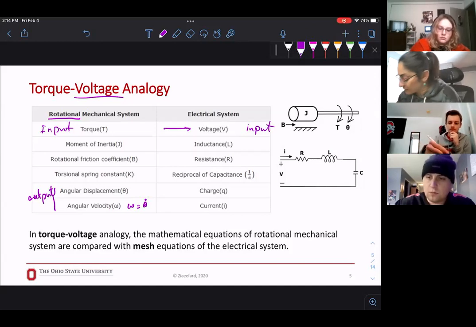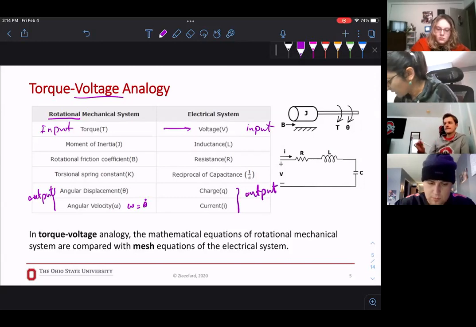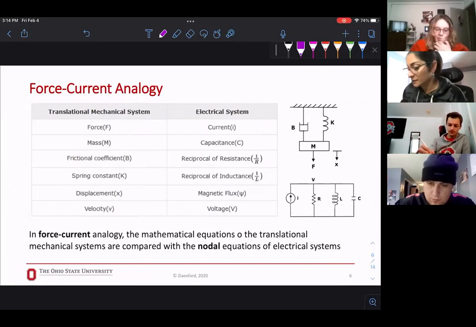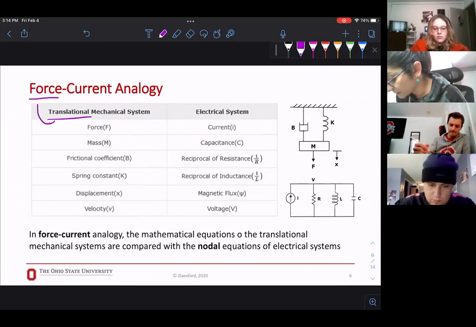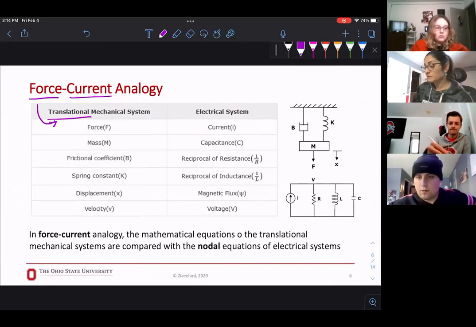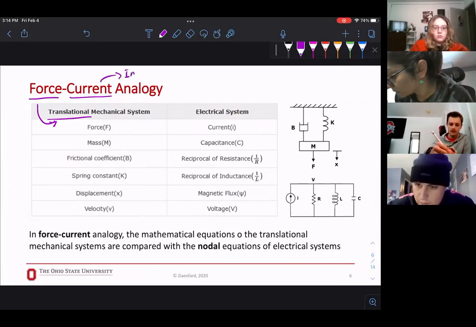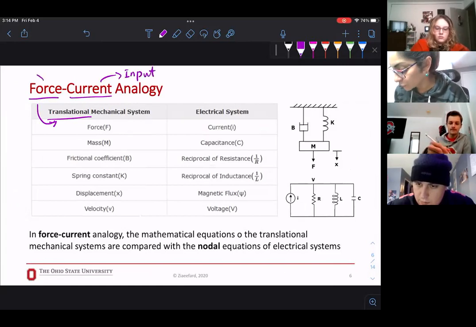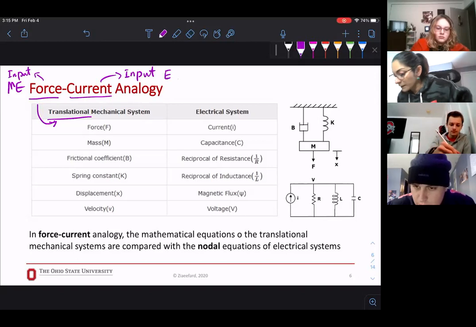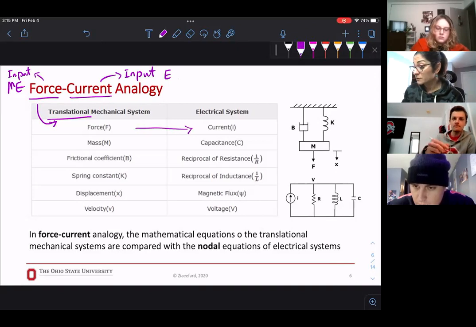All right, and then these will be the output on the electrical side. We have another analogy. The second one is force current. So you see that force is for translational mechanical system, and then we have current. Sometimes we are using current as basically our input. So this is input to mechanical, and this is input of electrical system, right? So now force here, the input becomes current source, right? So this is the input.